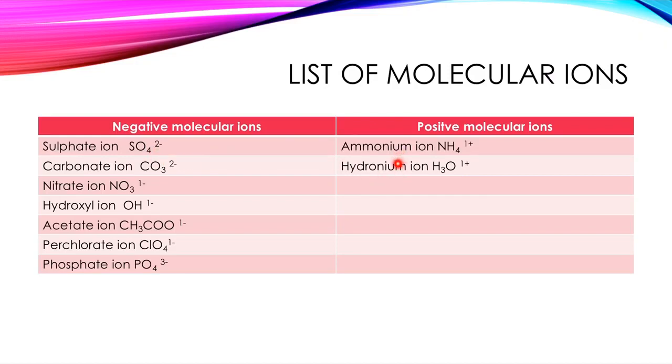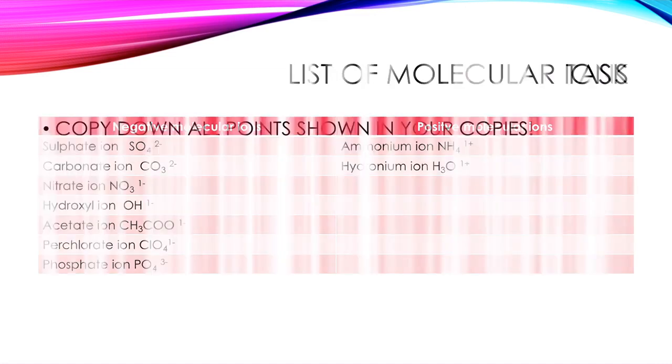Okay, we have positive molecular ions. The first one is called ammonium ion, which is NH4 1 plus. Okay, 1 plus means it has lost 1 electron. Hydronium ion means H3O 1 plus. So we have only 2 positive ions over here in our course.